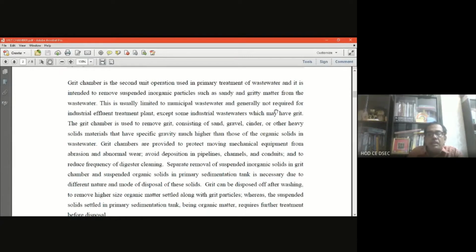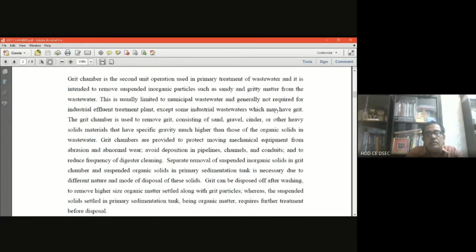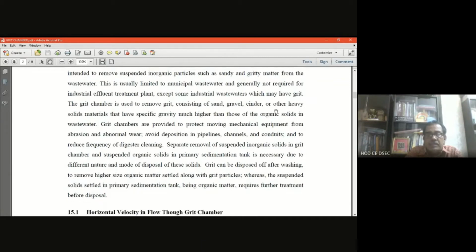Okay. Now, after separating the grit particles from the wastewater in the grit chamber, this grit can be disposed of after washing to remove the larger size organic matter settled along with the grit particles, whereas the suspended solids settle in the primary sedimentation tank. Being organic matter, it requires further treatment before disposal.